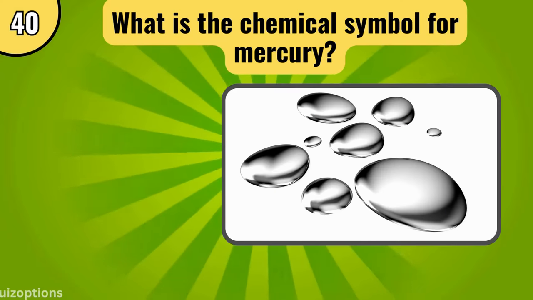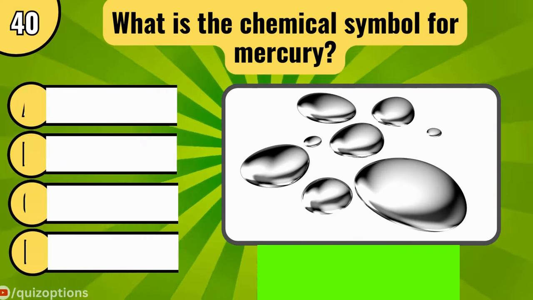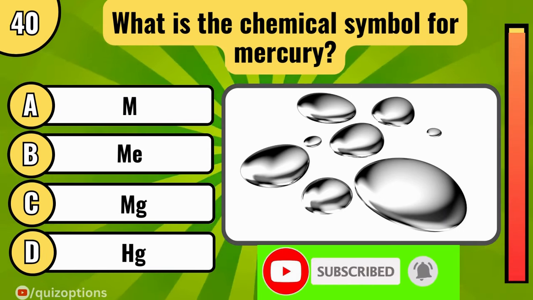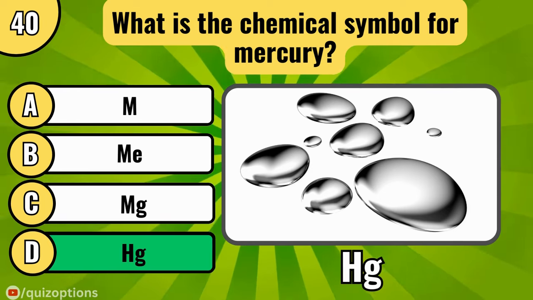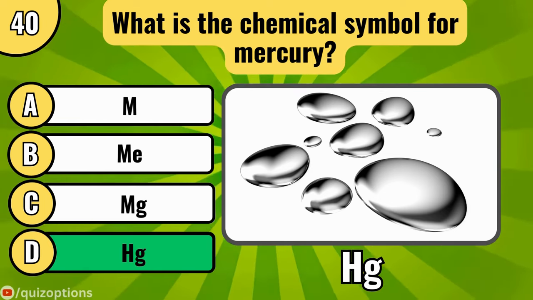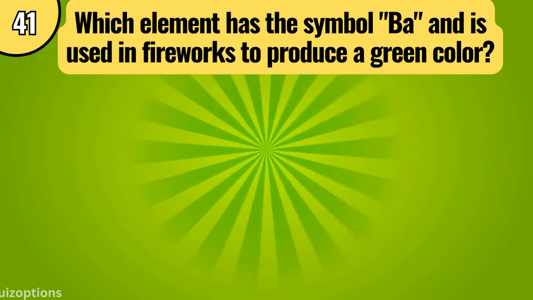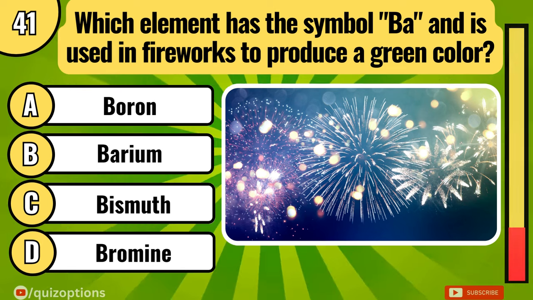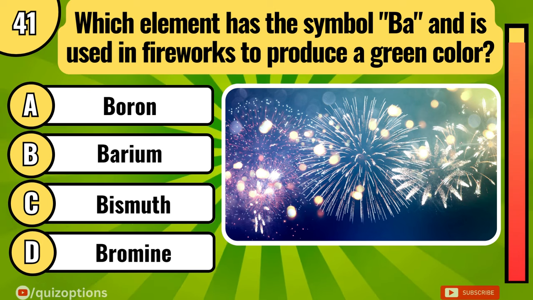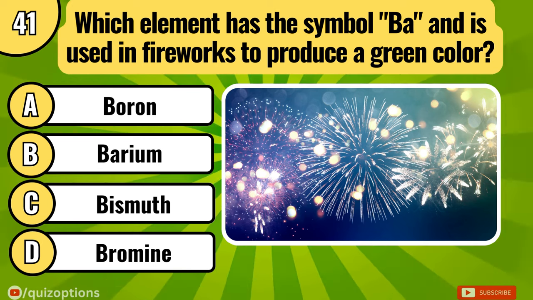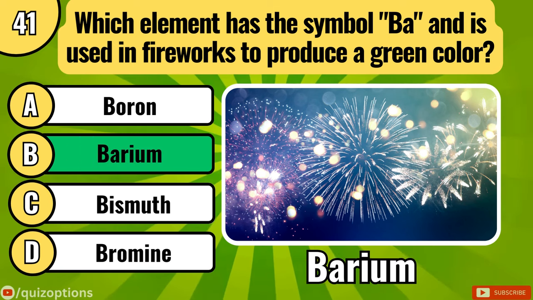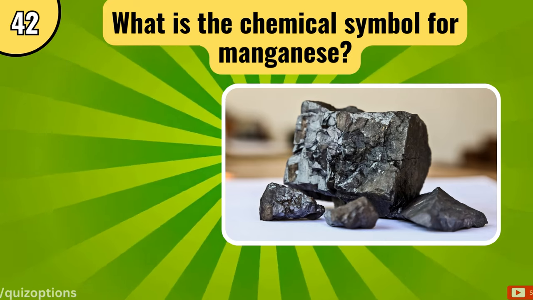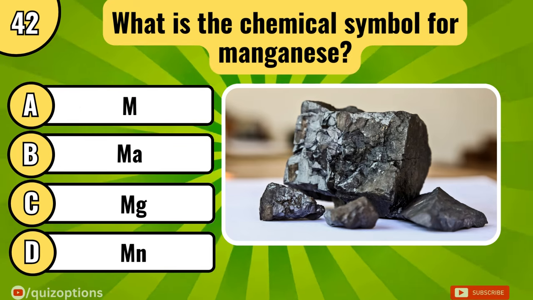What is the chemical symbol for mercury? Which element has the symbol Ba and is used in fireworks to produce a green color? What is the chemical symbol for manganese?